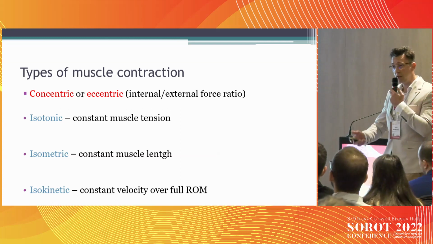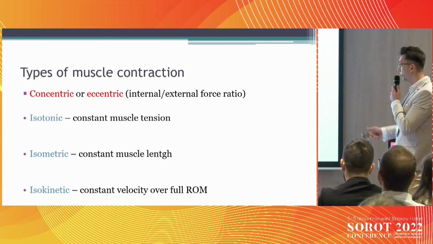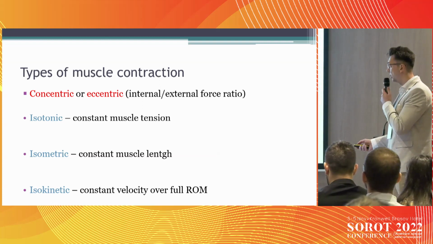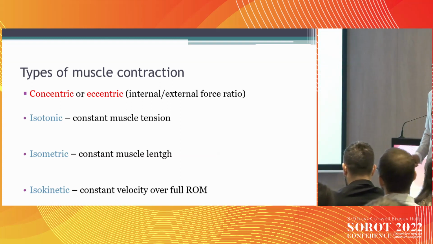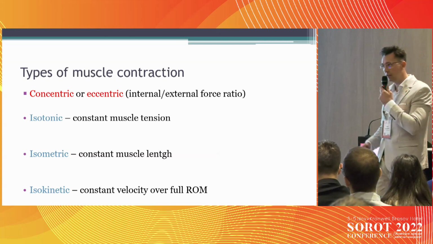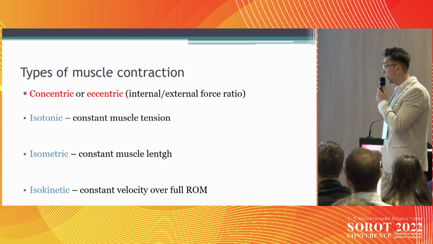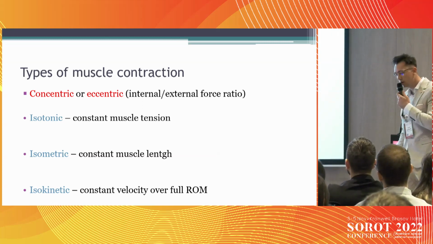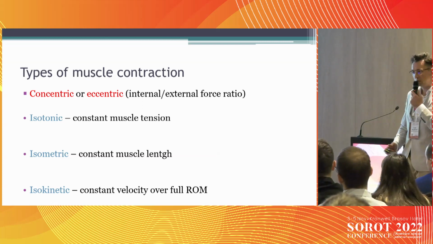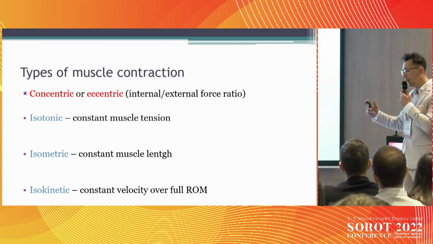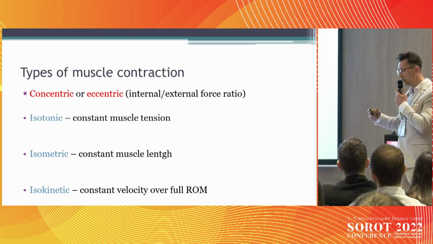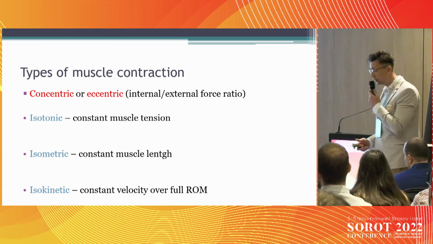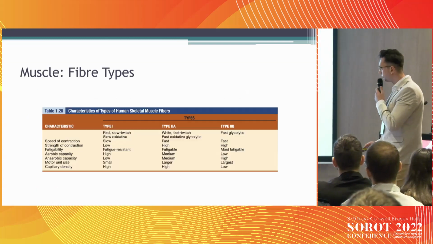When we talk about types of muscle contraction, according to the amplitude of contraction, we can talk about isotonic, isometric, and isokinetic contraction. Isotonic contraction is a measure of the dynamic strength. Isometric contraction is the measure of the static strength, and isokinetic contraction is the contraction of the muscles where the muscles are under maximal tension over a full range of motion under constant velocity.